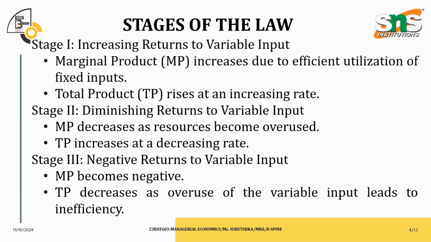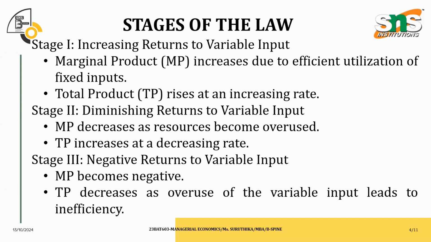So there are several stages to the law. Stage 1 is where there are increasing returns to variable input. So in this stage, marginal product increases due to the effective utilization of fixed inputs and total product also rises at an increasing rate. In the second stage, diminishing returns to variable input. So here, as in the stage when the marginal product was on a steady increase, now marginal product will start to decrease because there's overutilization of resources. Also, total product will increase at a lesser rate than compared to what happens in stage 1.